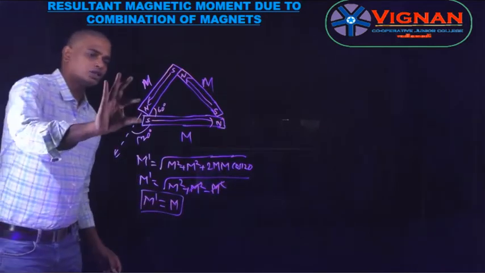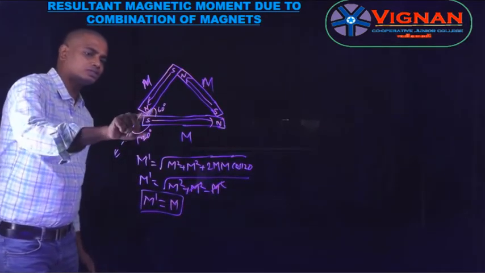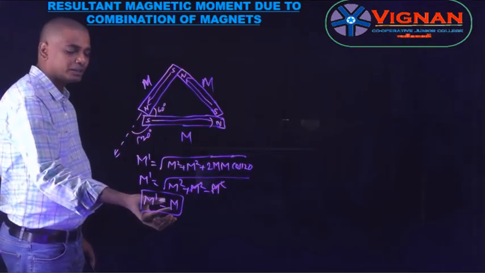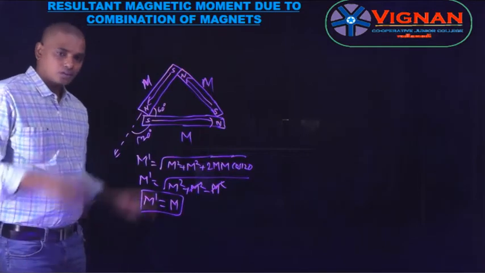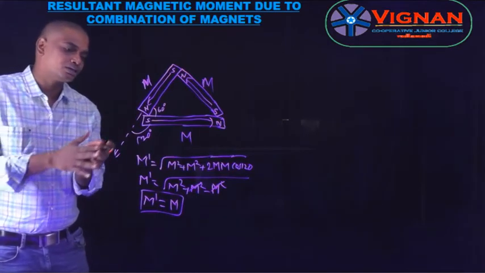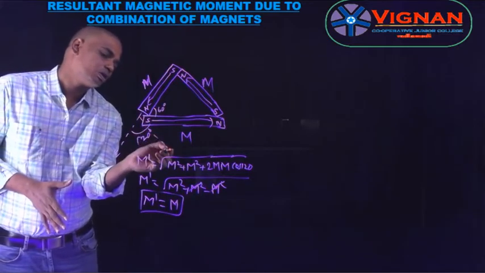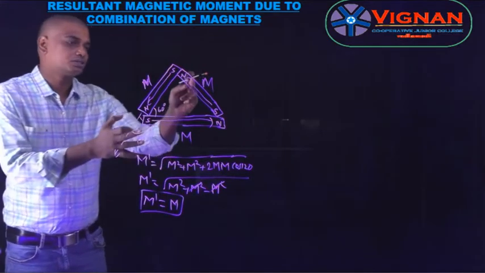So by using only these two magnets at an angle of 60 degrees with unlike poles touching each other, the resultant bar magnet will be M' equal to M. So from the parallelogram law of vectors, the direction of the resultant vector will pass through like this, which are similar here.